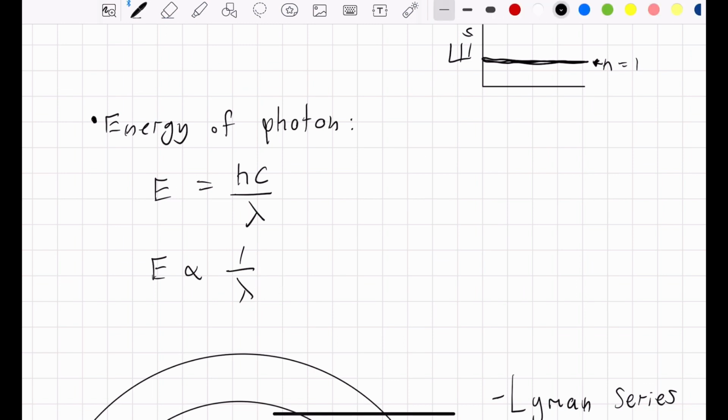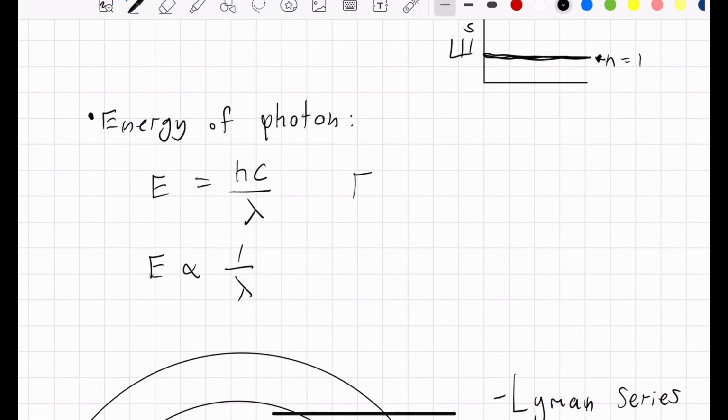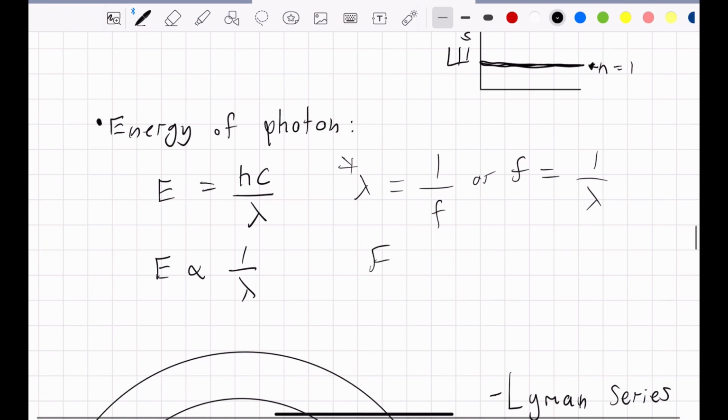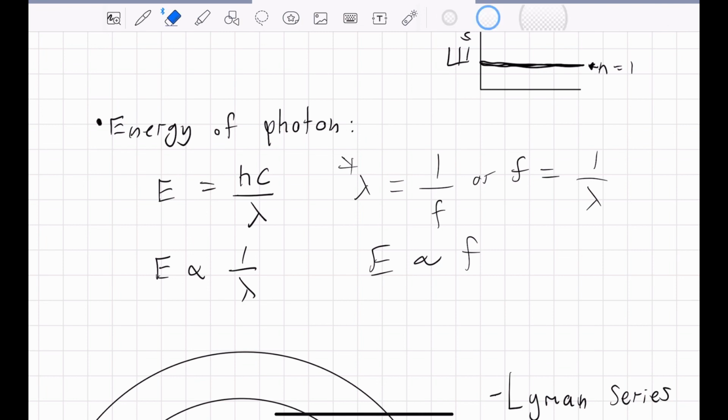Since the numerator, of course, stays the same and it just remains at 1. And we also know that wavelength is equal to 1 over frequency of the photon. Or we can say frequency equals 1 over wavelength. So what this means now is that energy is directly proportional to frequency. So as the frequency of the photon increases, the energy also increases. That's pretty much all you need to know.